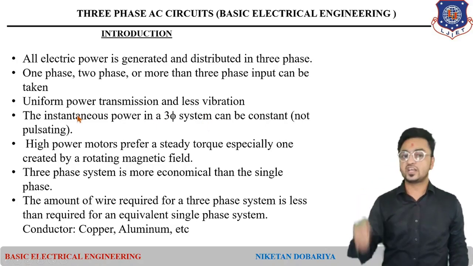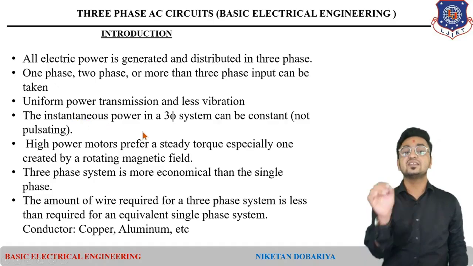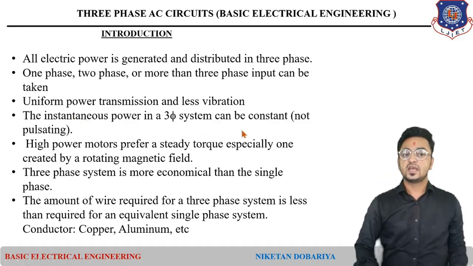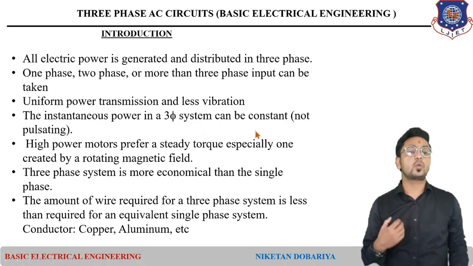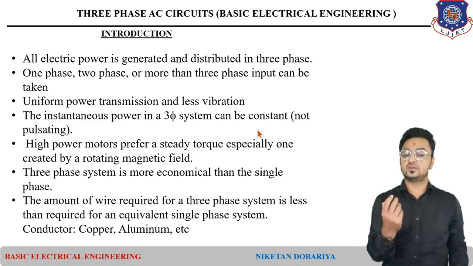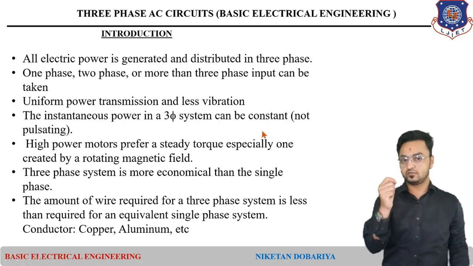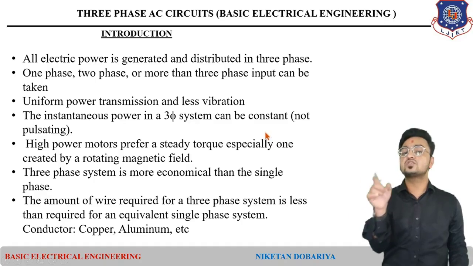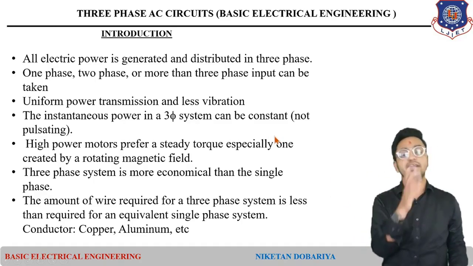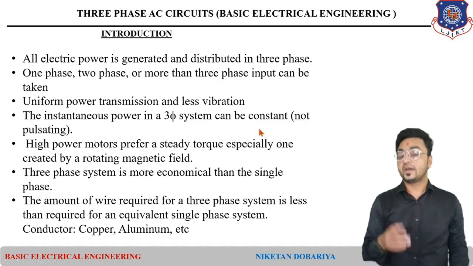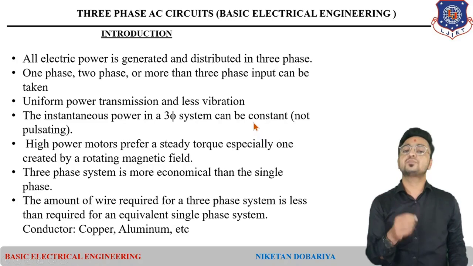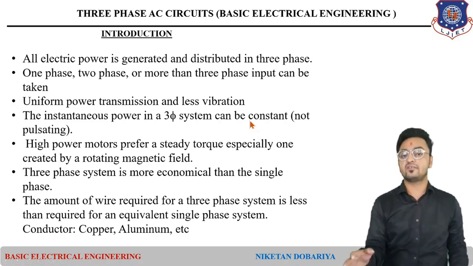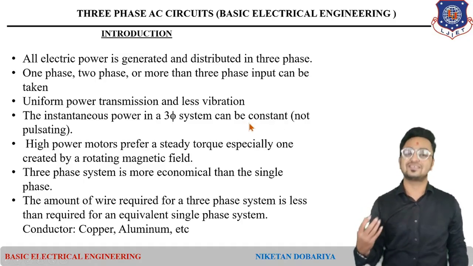So that's why this is the advantage of a three phase machine or three phase circuit compared to a single phase circuit. Now the next one is that instantaneous power in a three phase system can be constant, not pulsating. That means when we provide power by single phase, we get pulsating power. It repeatedly becomes zero after equal intervals. And when we use a three phase AC circuit, the instantaneous power will never be zero. So that is again one of the major advantages of this three phase system.